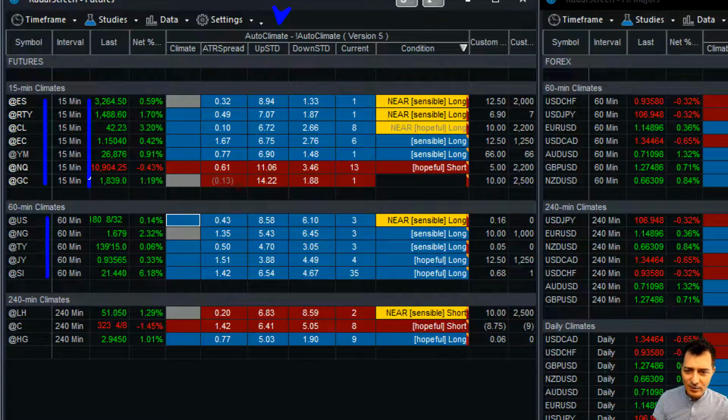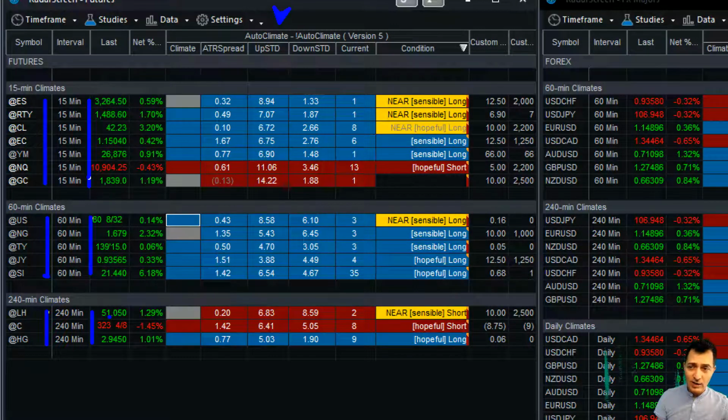What else do we have? In the middle, we have climates of 60 minutes. Why? Because those markets, being less liquid or less volatile, we are dealing with in a 60-minute climate instead of 15. And below, we have markets that are a bit less liquid or a bit less volatile or both. And again, we are looking at 240-minute climates for those ones. The process on how to approach the trades is always the same.